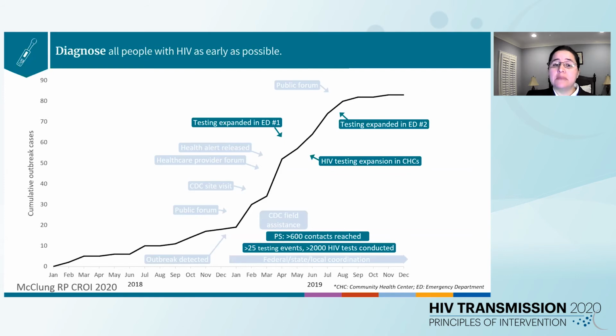Activities related to the diagnose pillar were a focal point early in the response due to concerns that many cases had not yet been detected. This included expanding the reach of HIV testing events and the use of rapid HIV testing. The response also included surge capacity for partner services, and over 600 contacts were reached, with numerous small testing events held in jails, community centers, and residential areas as well. The response also included expansion of HIV testing in clinical settings frequented by people who inject drugs, such as substance use disorder treatment facilities and emergency departments.